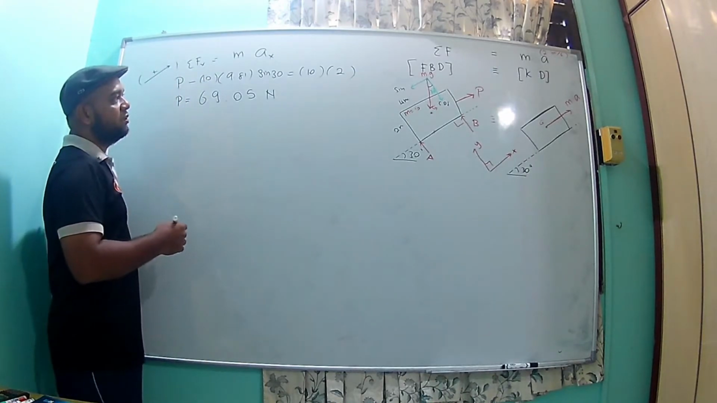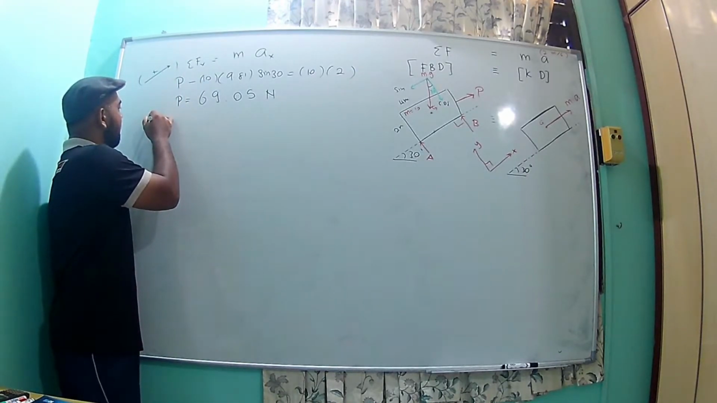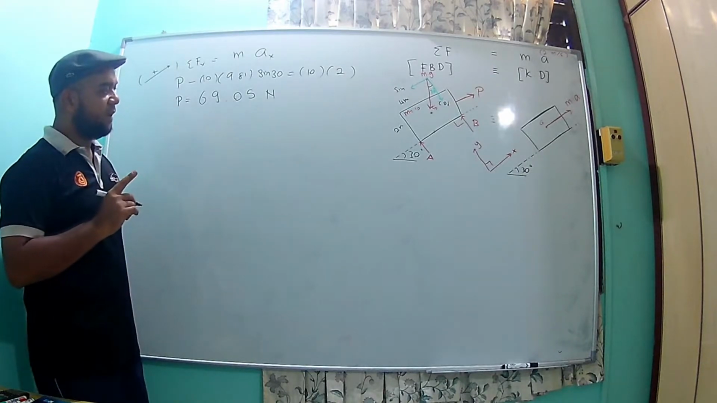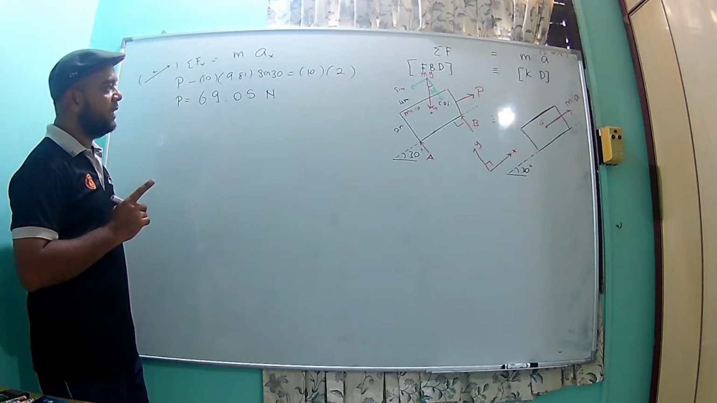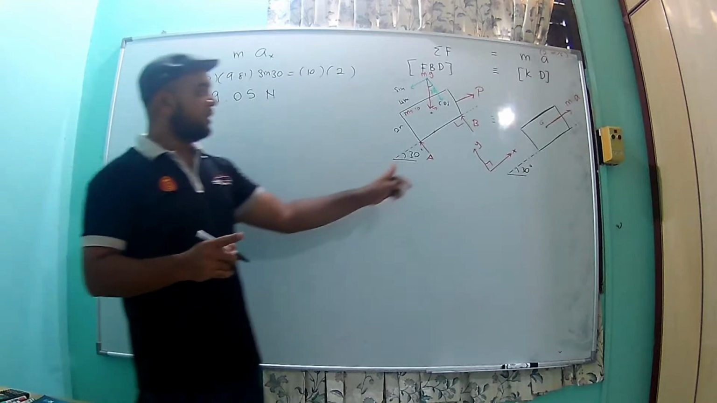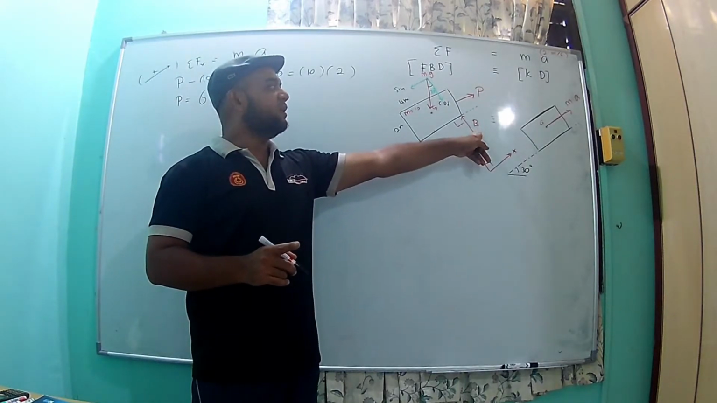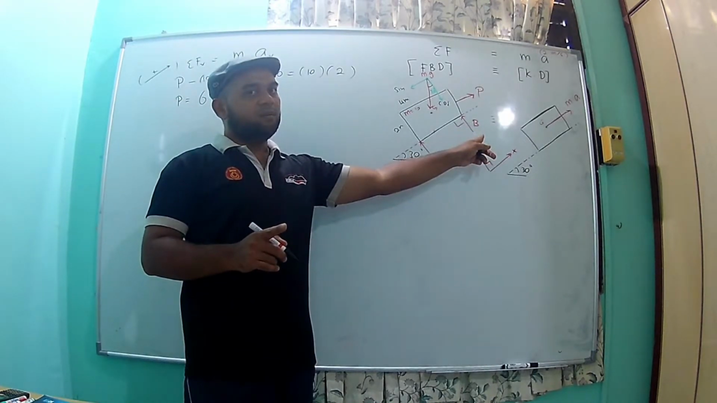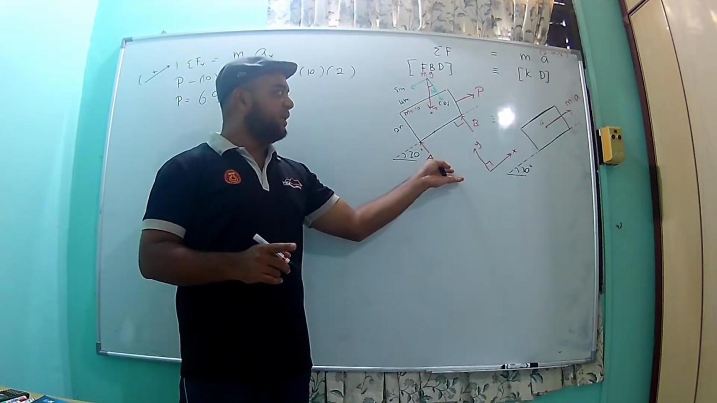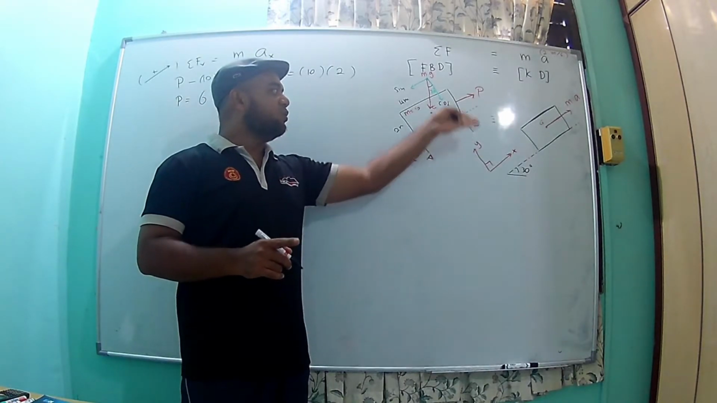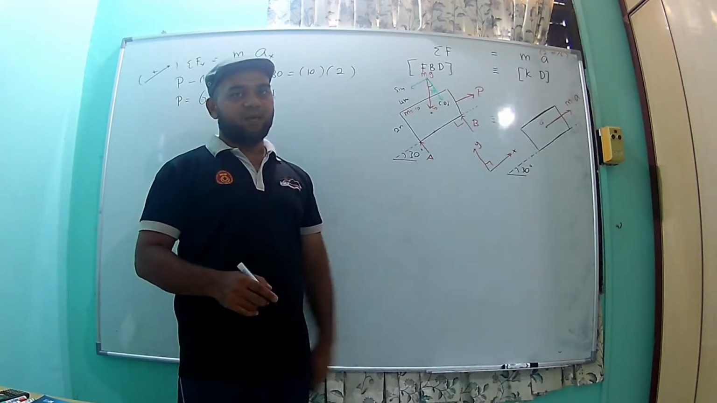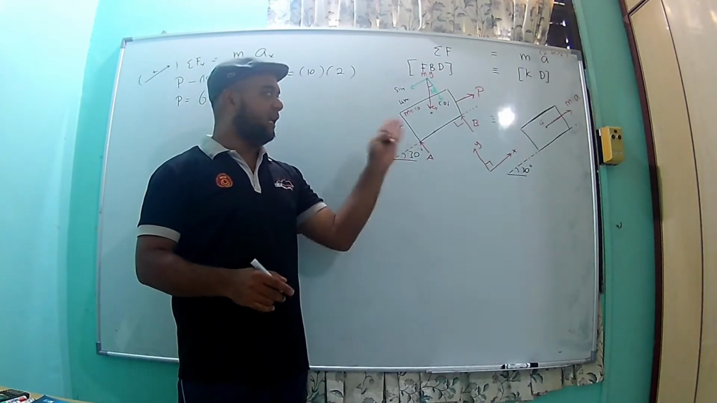We can use sigma Fy. Okay, but if I use sigma Fy, notice that I will have two unknown, because I have A and I have B. So two unknown. Okay, so maybe it is better for me to directly use the third equation, which is sigma moment first, so I can have the answer.